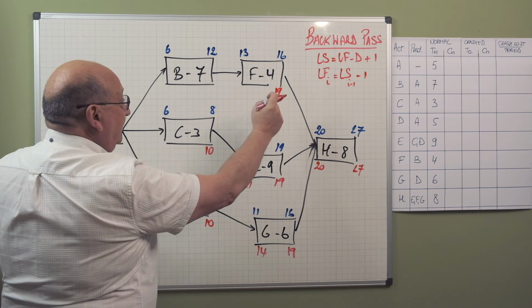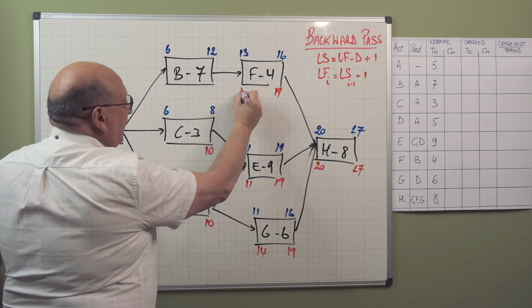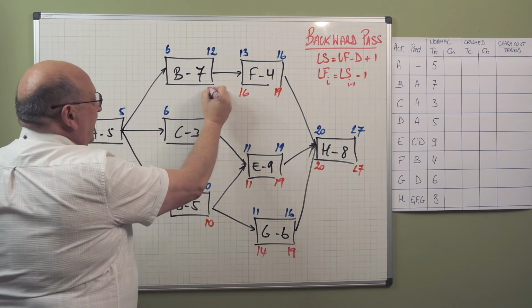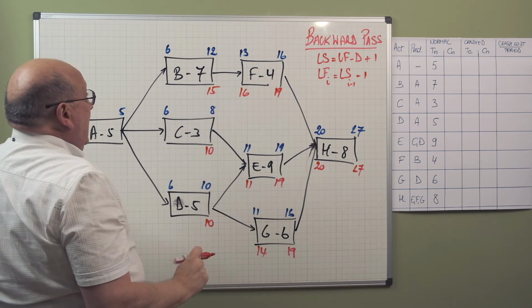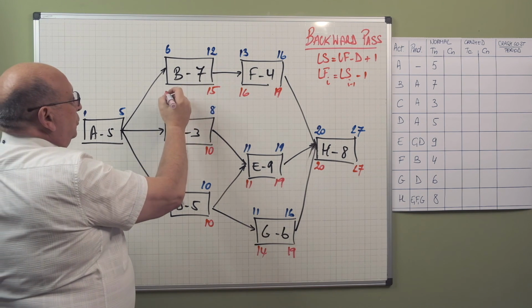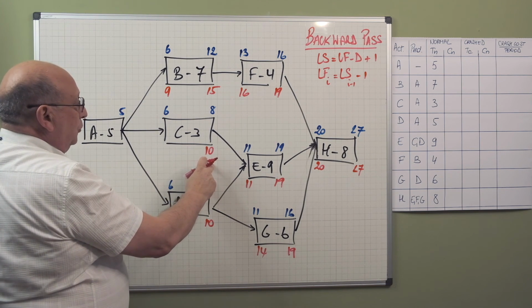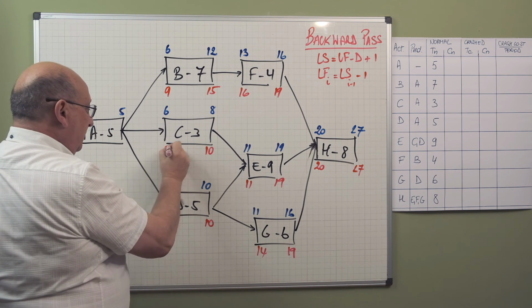So here we have 19. 19 with minus 4 plus 1 is 16. So we have 15 here. And now we can continue. 15 minus 7 plus 1 is 9. 10 minus 3 plus 1 is 8.